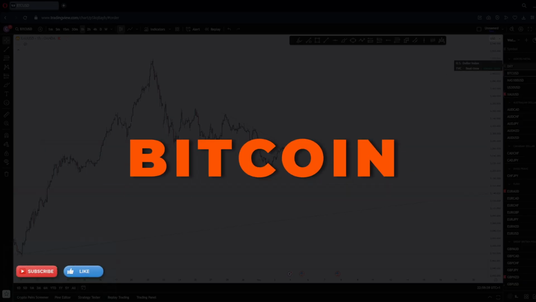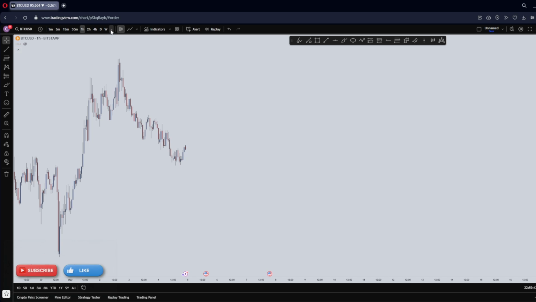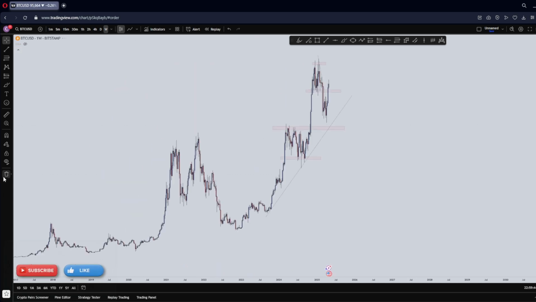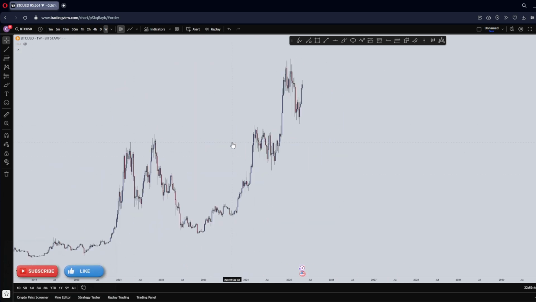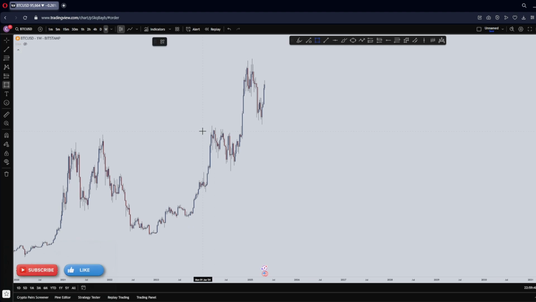Let's look at Bitcoin. Let's go to the weekly time frame. Let's clear the chart and start afresh. On the weekly time frame, we had this reaction here. It just missed that support level.